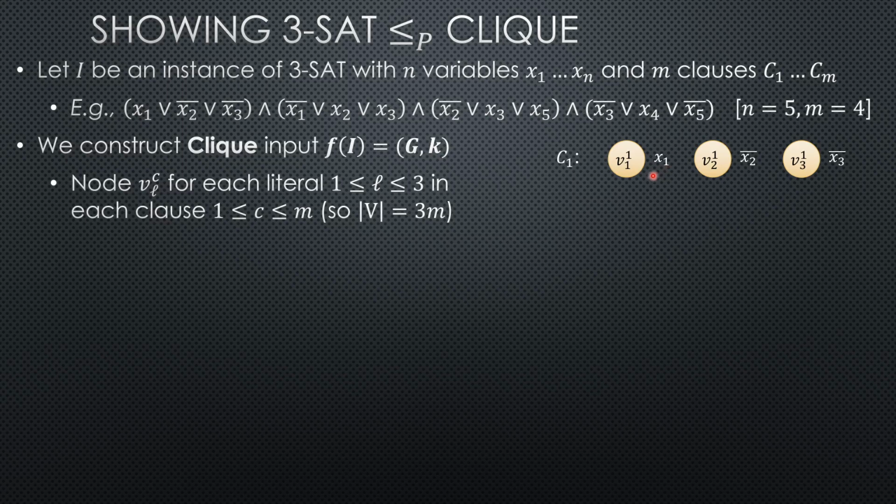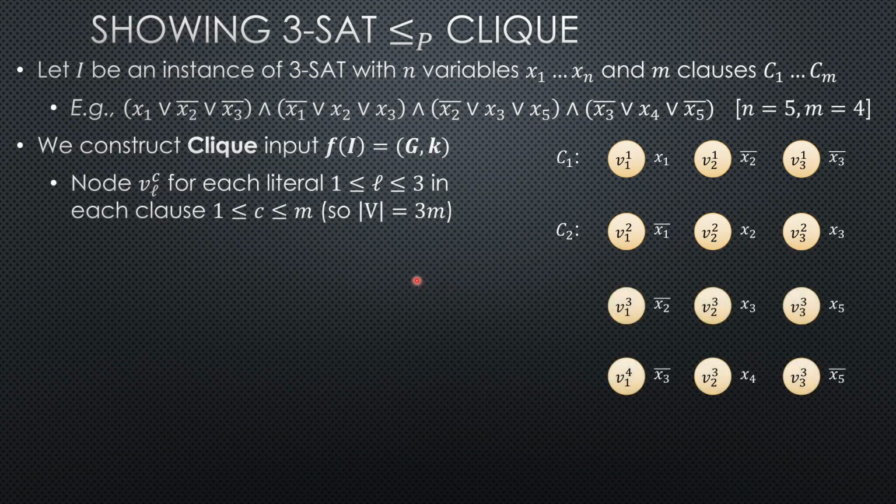Okay, so we have our first clause. Let's add our second clause. So our nodes will be not x1, x2, x3. So this is v super 2, the second clause, and sub 1, 2, 3 for the 3 literals. And we'll add these nodes for the other 2 clauses. So in general, we'll have 3m nodes, 3 nodes per clause, m clauses.